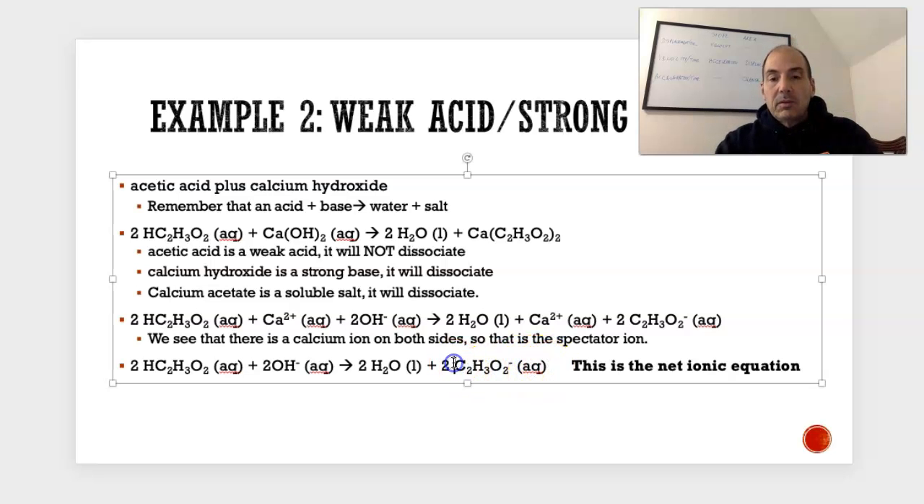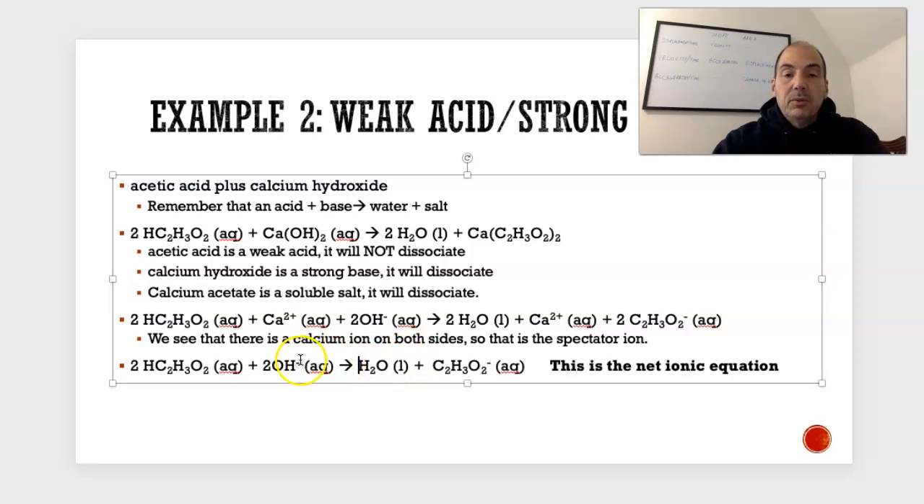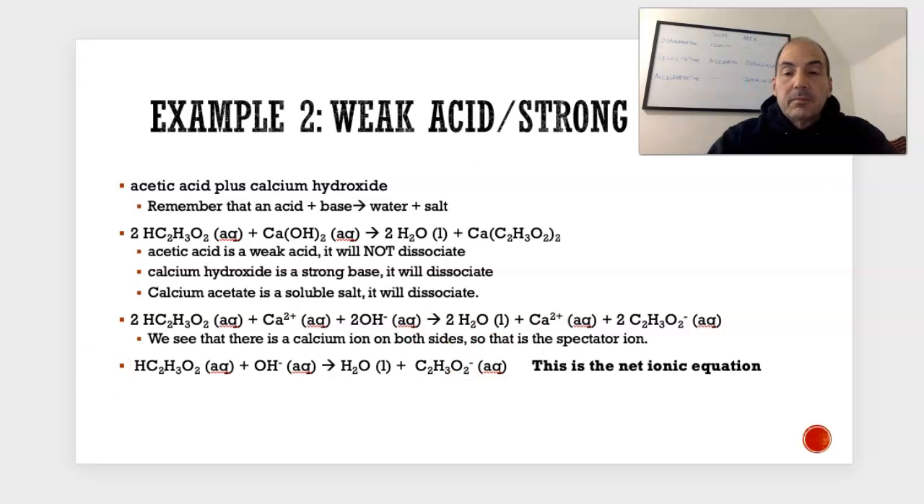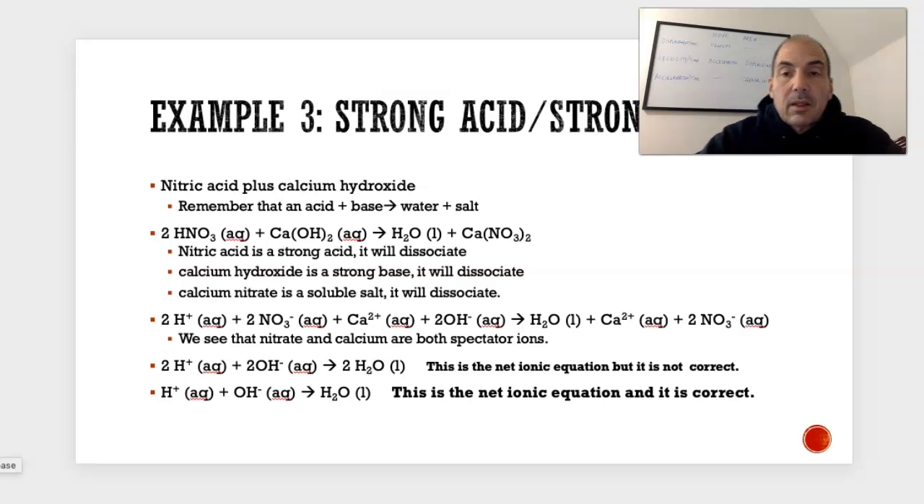No. Okay, because we always balance empirically, so 2 to 2 to 2 to 2 should be 1 to 1 to 1 to 1. Okay, so that is the correct net ionic equation. All right, what about if it's strong and strong?